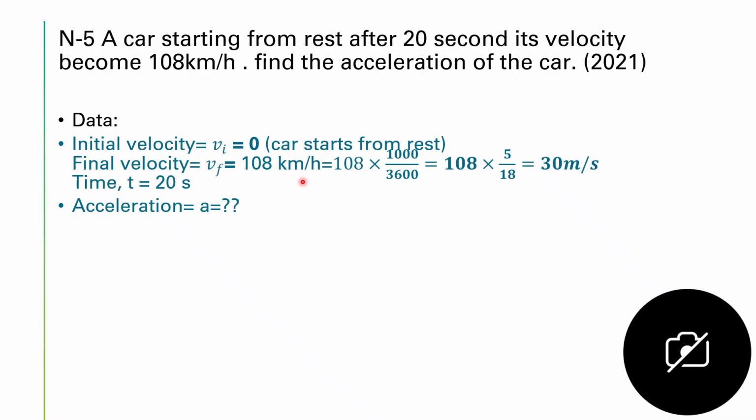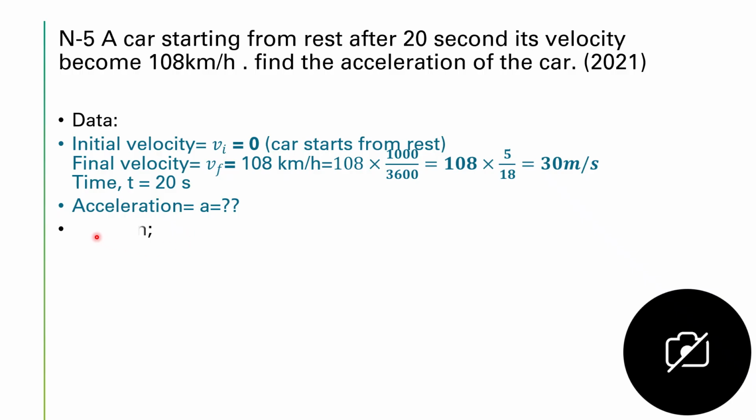108 kilometer per hour is not the SI unit, we have to convert it into meter per second. So we can replace k by 1000 and hour by 3600 seconds. We can divide 1000 by 3600 and get 5 divided by 18. Now put it into the calculator and the answer is 30 meter per second.